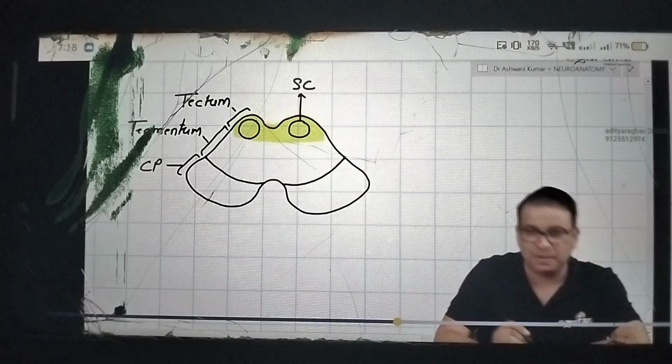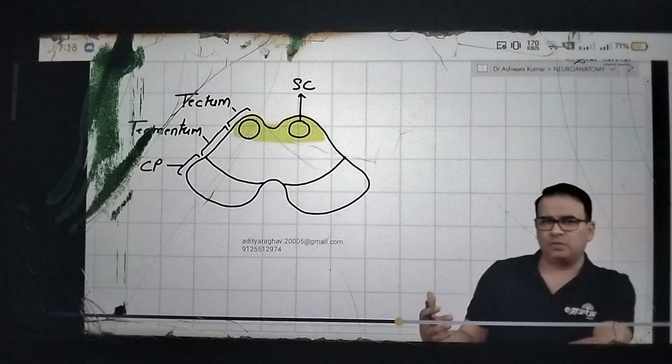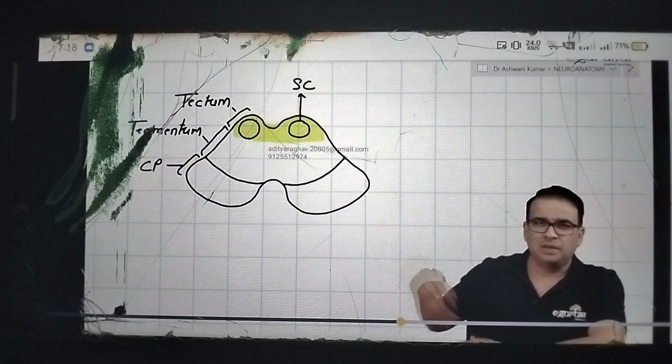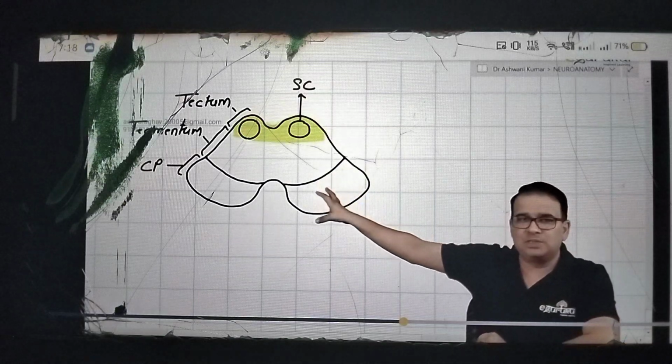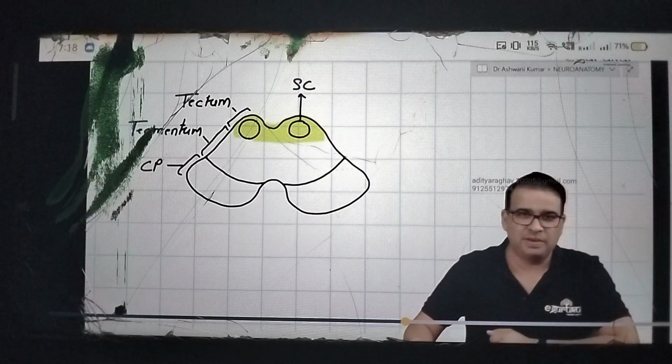I'm just writing CP over there, that is cerebral, not cerebellum, cerebral peduncle. And if you wonder why we call it cerebral peduncle, it's a part of midbrain because the descending tracts from the cerebrum are present here only. Pyramidal tract or extrapyramidal tract, they are all located in this part here. So the name given to this is the cerebral peduncle, although it is a part of midbrain. We call it cerebral peduncle.